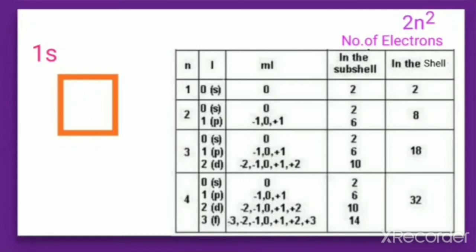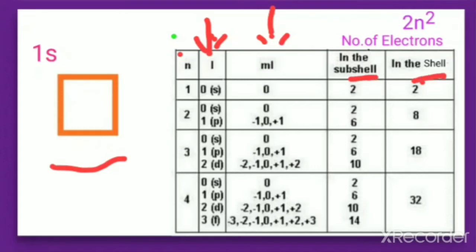In this table, n is the principal quantum number, l is the azimuthal quantum number, and ml is the magnetic quantum number. As we discussed in quantum numbers, the principal quantum number n represents the orbit, shell or energy level. l represents the subshell, whether it is s, p or d, and ml represents the orbital. When we talk about an orbital, we make a box. So we need to find out how many electrons are possible in the case of the subshell and the shell.